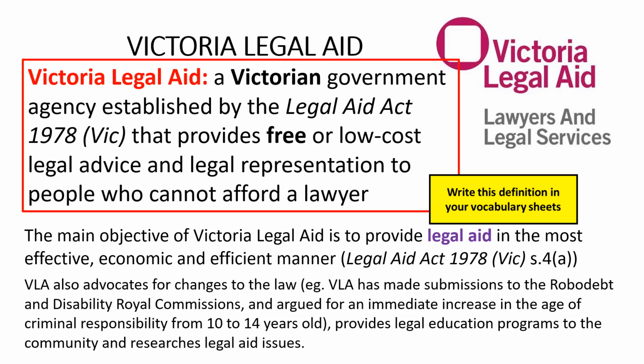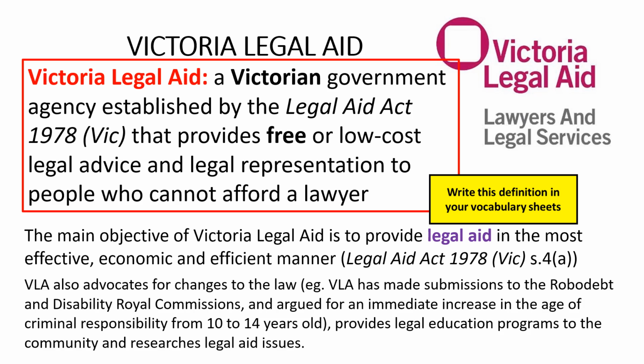Victoria Legal Aid advocates, that is argues, for changes to the law that affect the types of clients that Victoria Legal Aid serves. For example, Victoria Legal Aid has made submissions to the Robodebt Royal Commission, which examined the Commonwealth Government's automated social security debt recovery system that significantly adversely affected people on social security benefits. Victoria Legal Aid has also made submissions to the Disability Royal Commission, which examined the treatment of disabled and mentally ill people by government and private institutions.